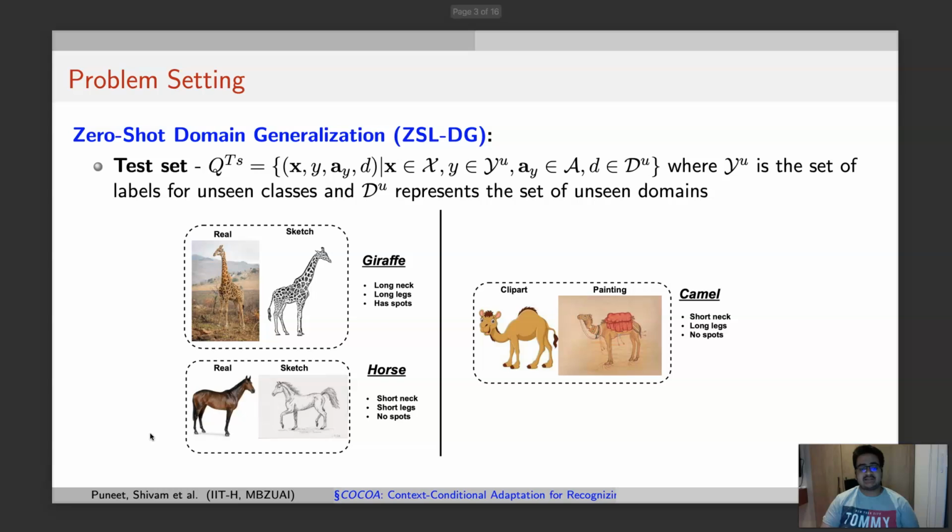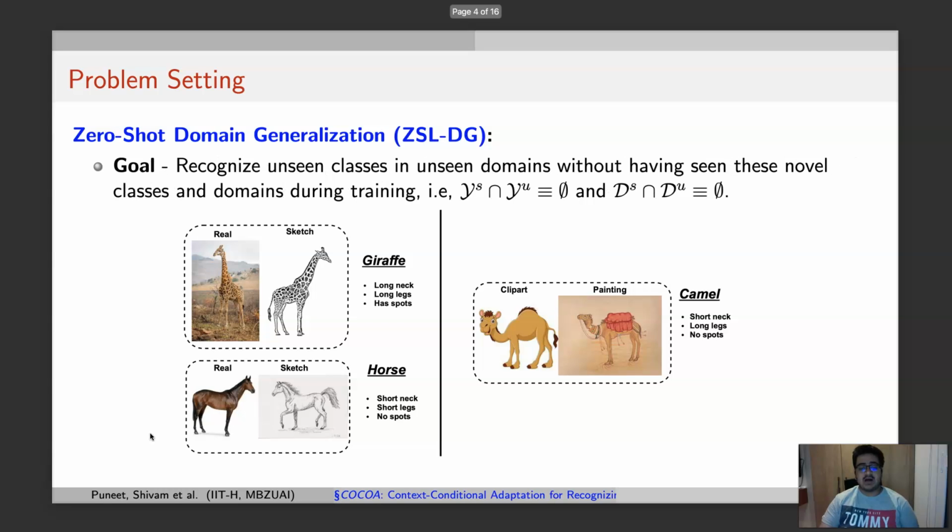On the other hand, at test time, our model is expected to recognize images from novel classes and domains that have not been seen during training, for example, recognizing camel from clip art or painting domain. In addition to images, we have access to semantic embeddings that capture common class-specific characteristics or concepts that are shared among seen and unseen classes, for example, the length of neck, legs, or the presence of spots, as shown. Our goal is to recognize unseen classes in unseen domains, which implies the set of seen and unseen classes and domains during training and testing, respectively, is disjoint.